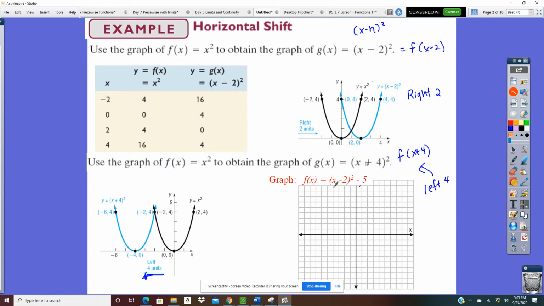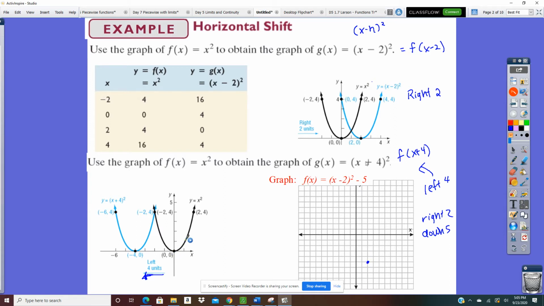Okay, so if I wanted to graph this, you are going to do both the horizontal and the vertical shift. So this is going to be minus 2 inside. It is horizontal. So you're going to get right 2. And minus 5 is vertical. You're going to go down 5. So if I go right 2 and down 5, I'm right here.